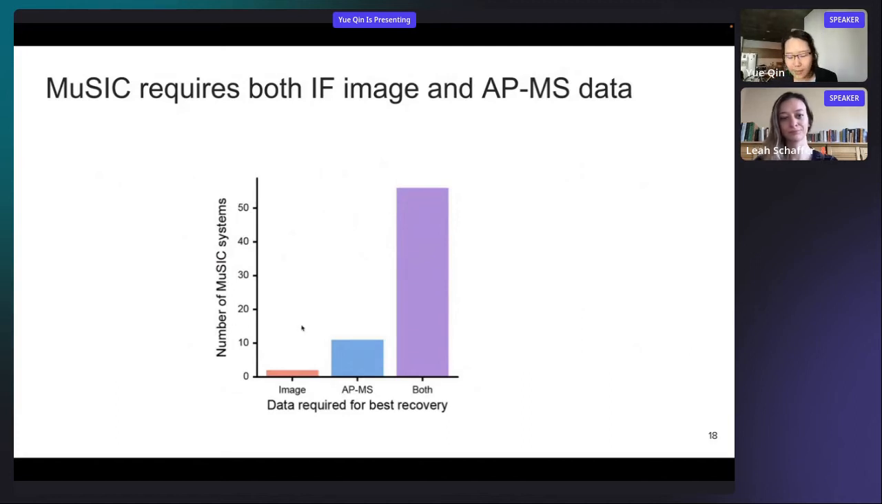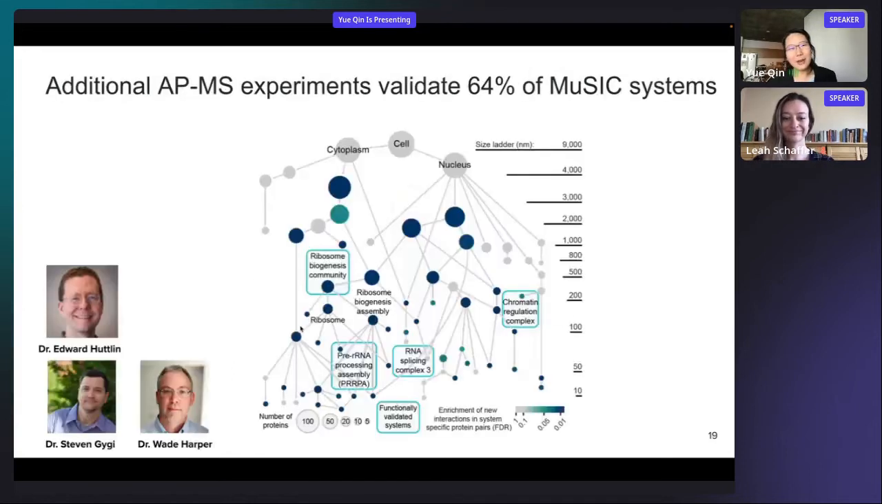So what kind of novel biology can we get from this kind of cell map? In order to assess this, we first did a global validation by performing 134 more APMS experiments with the help of the BioPlex team. This global validation helped us validate 64% of MuSIC systems, that they indeed enrich for novel protein-protein interactions. And also this enrichment spans across a variety of physical scales.